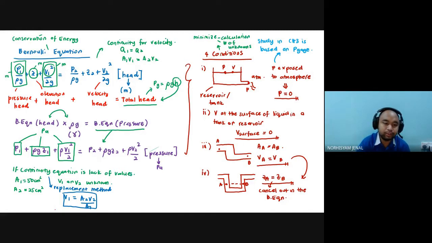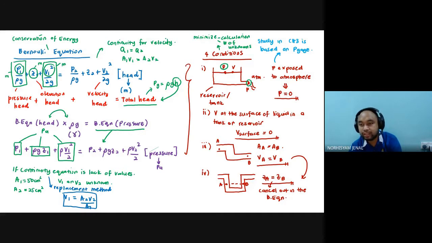Okay, so let's go and find out the idea for these 4 conditions. Number 1, if you have a reservoir or a tank, the pressure exposed to atmosphere, or at the end of the pipe where it hits the atmosphere, is equal to 0. Remember, some of you might get confused. It's not because it's at the surface of the liquid in this reservoir that it becomes 0. No, P equals 0 when it hits atmosphere.